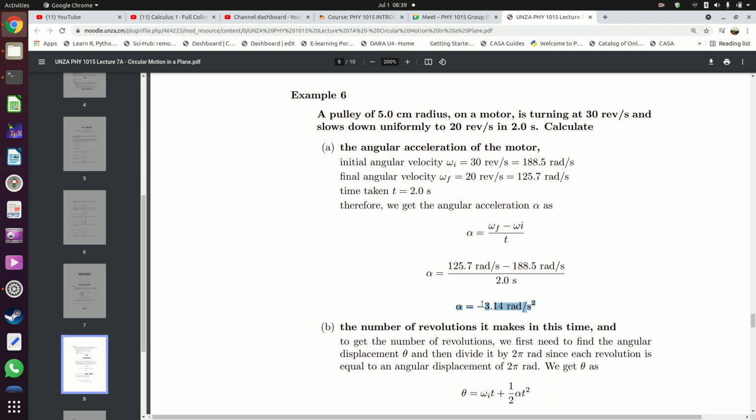Are we clear with what you have done? Here, if you're changing revolutions to radians per second, you just multiply by 2 pi. If you're trying to change radians into revolutions, you divide by 2 pi. So since you're changing revolutions into radians, you multiply by 2 pi and you end up with these. Is it clear on how we obtain our angular acceleration?